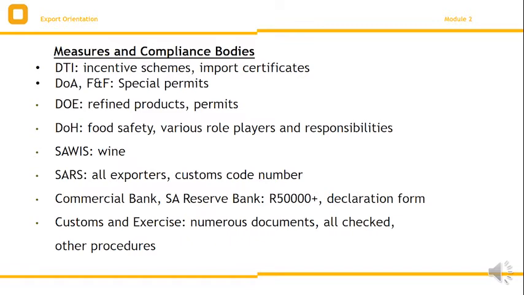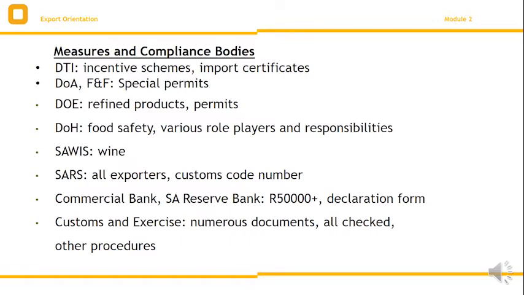Then your South African wine industry systems deal with applications when it comes to products like wine or maize products. Then the South African Revenue Service and Customs, you have to register with them if you are looking at becoming an exporter. Then you will be issued with a customs code number that you will utilize during your transactions.